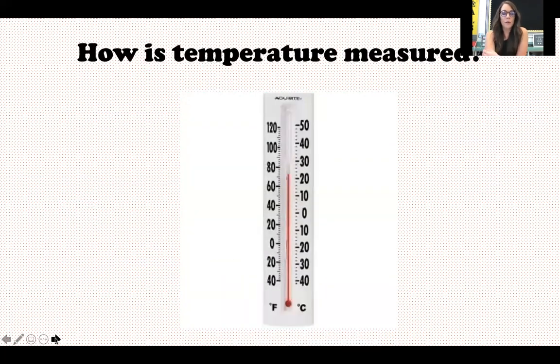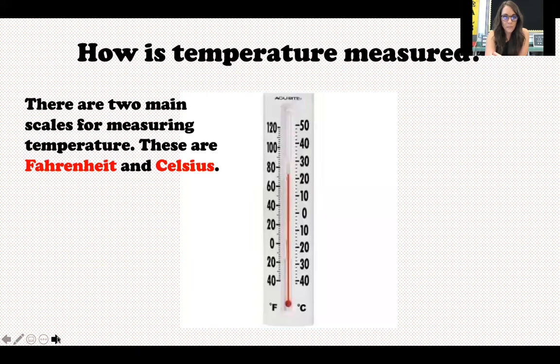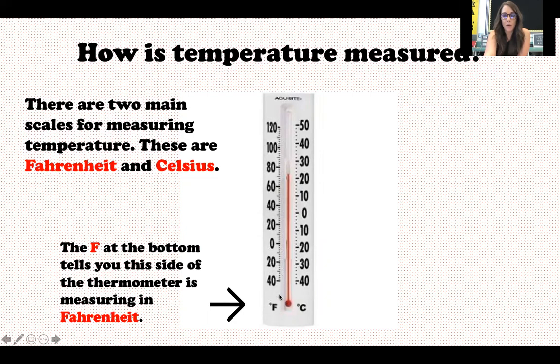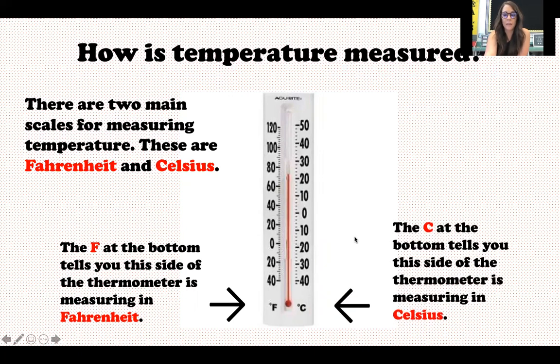Again, how is temperature measured? So here is a thermometer for you. It says there are two main scales for measuring temperature. These are Fahrenheit and Celsius. This F down here at the bottom of this thermometer is telling us that this side of the thermometer is measuring in Fahrenheit, okay? Then this C down here at the bottom is telling us that this side of the thermometer is measuring in Celsius.